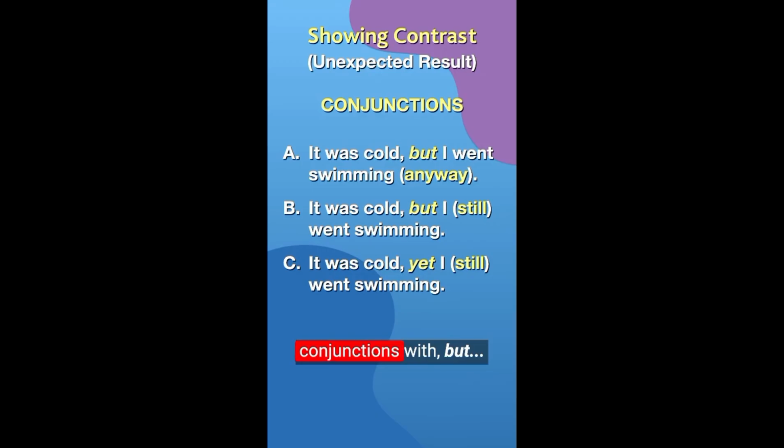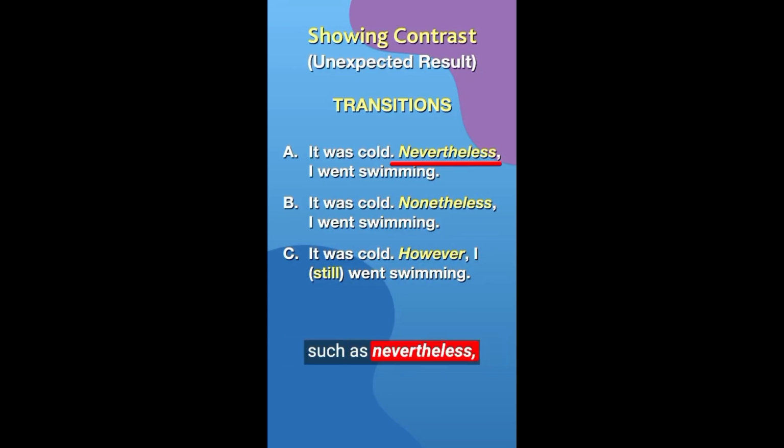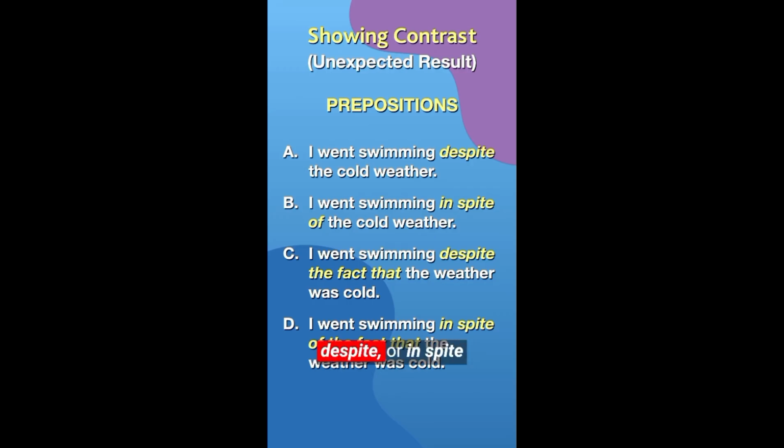We can also use conjunctions such as but, anyway, still, and yet. We can also use transitions such as nevertheless, nonetheless, and however. Finally, we can use prepositions such as despite or in spite of and its variants. All these sentences have the same meaning. The idea of cold weather is contrasted with the idea of going swimming. Usually, if the weather is cold, one does not go swimming. So going swimming in cold weather is an unexpected result. It is surprising that the speaker went swimming in cold weather.